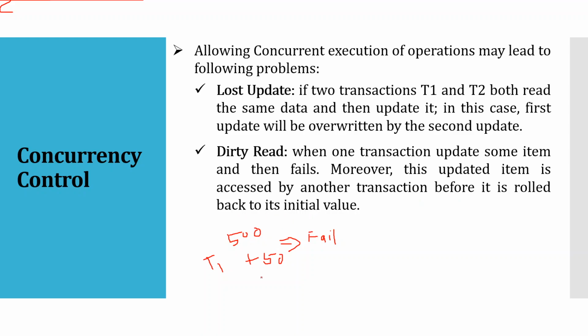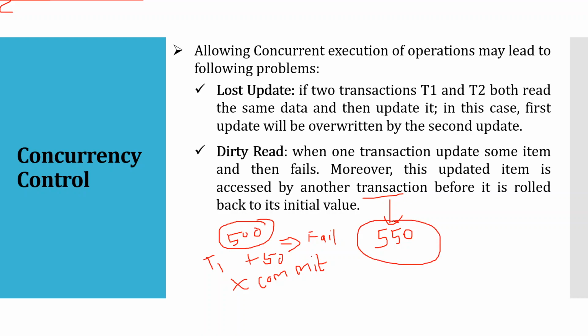So this transaction had not committed actually. The commit command was not executed by this particular transaction, but it failed in between. But by the time this amount was updated, that is 550 was made in the virtual buffer, the same data item was accessed by some other transaction. So it has read 550, but actually it would be 500 because the transaction has failed. So again, there is a dirty read.